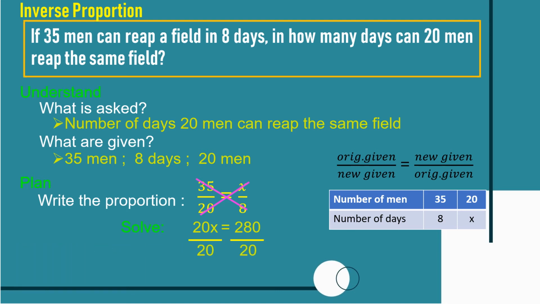Divide both sides by 20. 20x divided by 20 equals x. 280 divided by 20 equals 14. Since the unknown is number of days, we shall put days after the value of x. Therefore, it will take 14 days for 20 men to reap the same field.